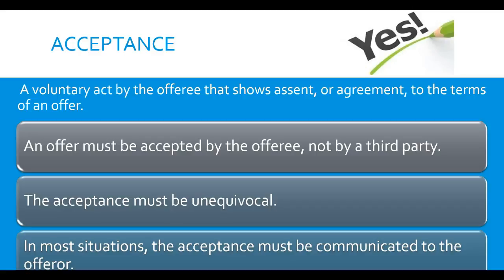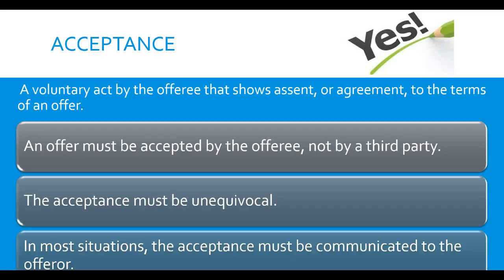Acceptance is a voluntary act, either by words or conduct, by the offeree that shows assent or agreement to the terms of an offer. An offer must be accepted by the offeree, not by a third party, except in certain special circumstances. Only the person to whom the offer is made, or the person's agent, can accept it. The acceptance must be unequivocal. Unequivocal acceptance is required by the mirror image rule. An acceptance subject to new conditions or with terms that materially change the offer may be considered a counteroffer.